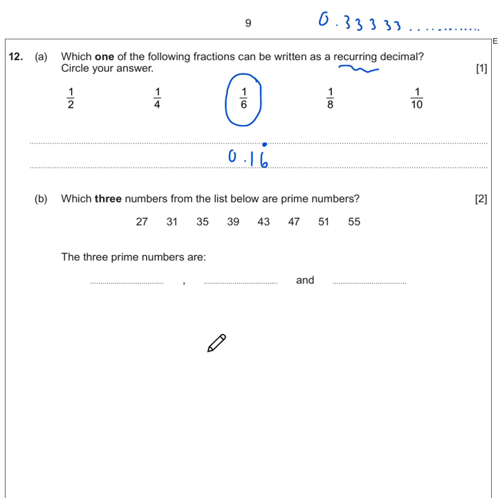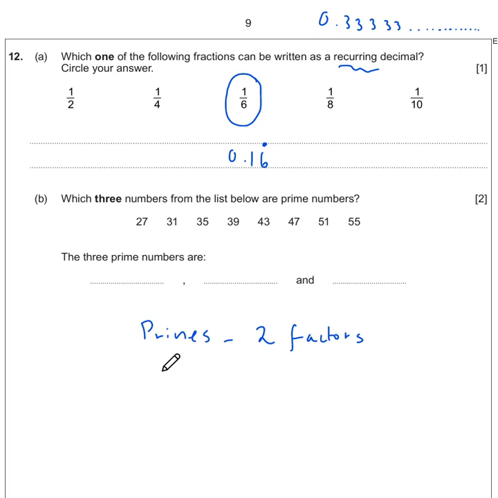Part B is asking us which three numbers from the list below are prime numbers. Prime numbers have exactly two factors. One of those factors is 1, the other factor is the number itself. So what we're looking for is three numbers here which only divide by themselves and 1. The best way to go about this is just to eliminate those other numbers that have more factors.